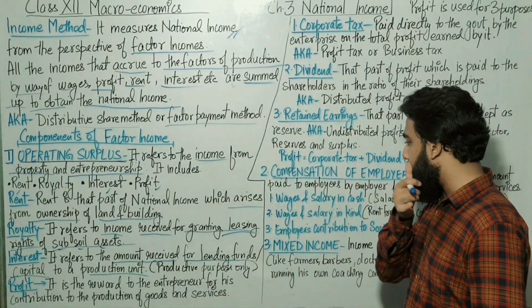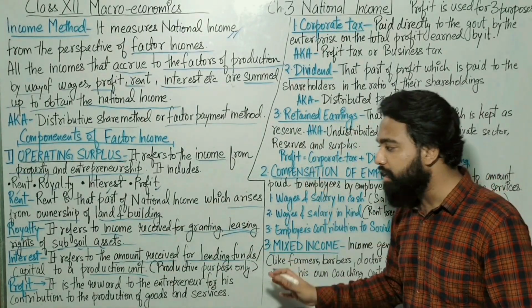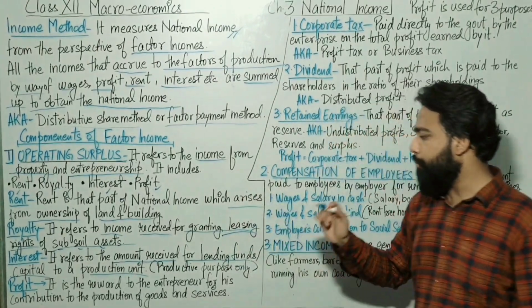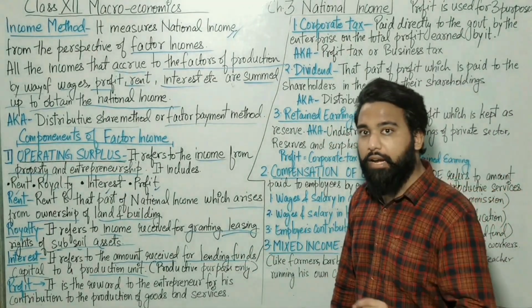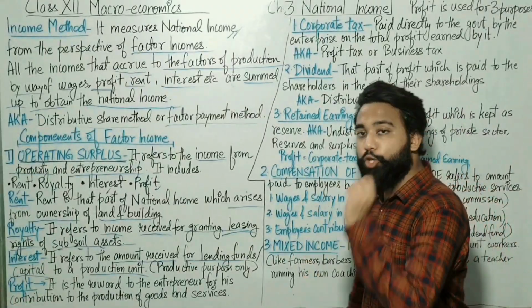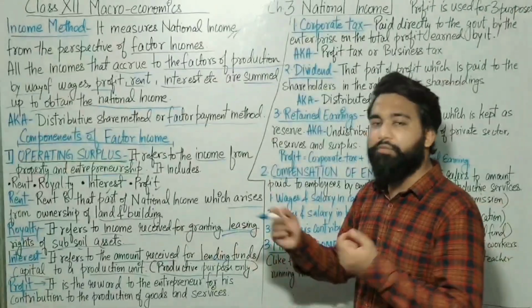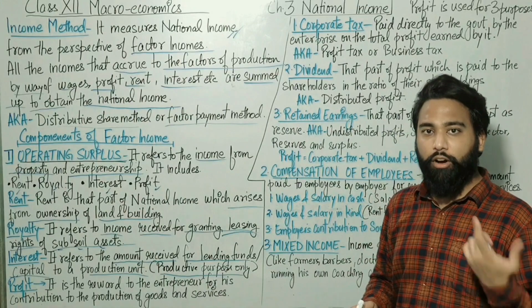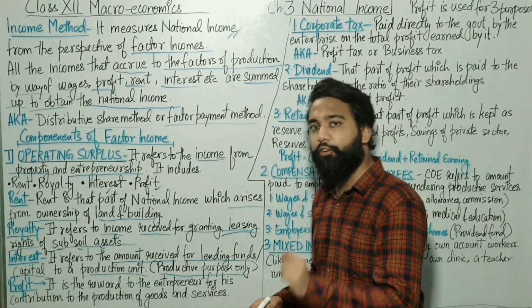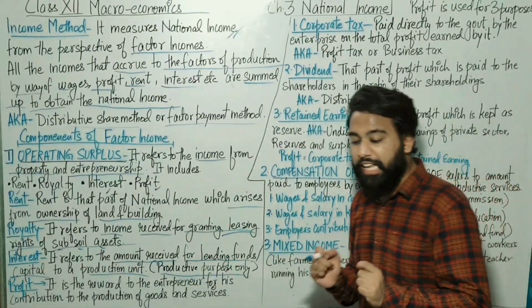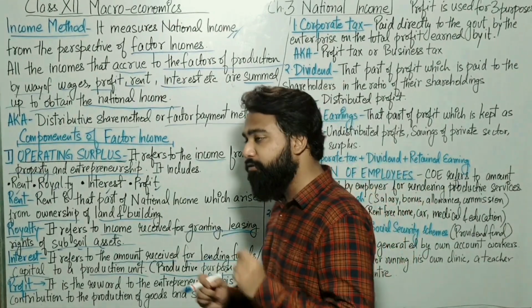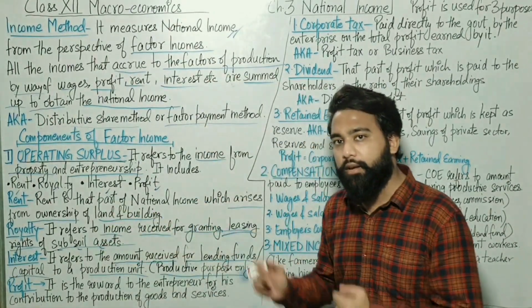So it refers to the amount received for lending funds and capital to a production unit. But mind it, those funds should be for some productive purpose only, not for your sister's marriage. You got it? There should be some production work going on with that funded money.